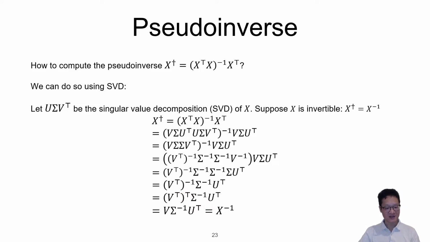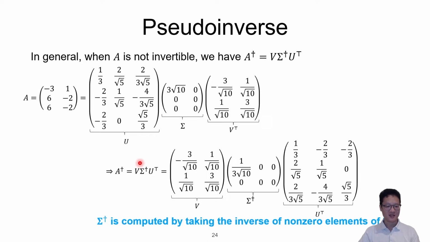For the case where X is not invertible, we saw one case like this before, when we first introduced SVD. When the matrix X, now I'm calling it A, is not invertible, then A dagger is V sigma dagger U transpose. And sigma dagger is just taking the reciprocal of all the non-zero elements of sigma. In sigma here, we only have one non-zero singular value. We just have to take the reciprocal of that element down here, and for all the zeros, we just leave them. So that is how we compute the pseudo inverse of any matrix, not necessarily invertible.